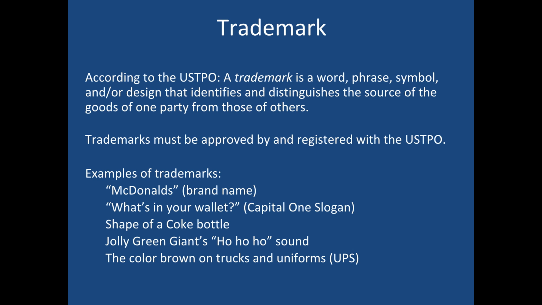So it's used for branding. All kinds of things can be trademarked. McDonald's can be trademarked. This slogan by Capital One, "What's in your wallet?" that's trademarked. So another credit card company couldn't start making ads that use that catchphrase. The shape of a Coke bottle is trademarked. A Coke bottle is sort of an hourglass shape, and a Pepsi bottle is more of a straight contour. And if Pepsi started making their bottles to resemble Coke's bottles, Coke wouldn't have it. They trademarked that shape. The Jolly Green Giant, where he goes ho ho ho, the descending three notes, that's trademarked. That sound is trademarked. The color brown is trademarked by UPS for use on trucks and uniforms. So it's amazing the kinds of things you can trademark.